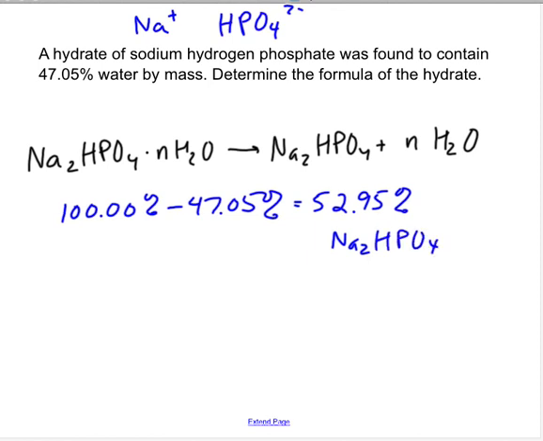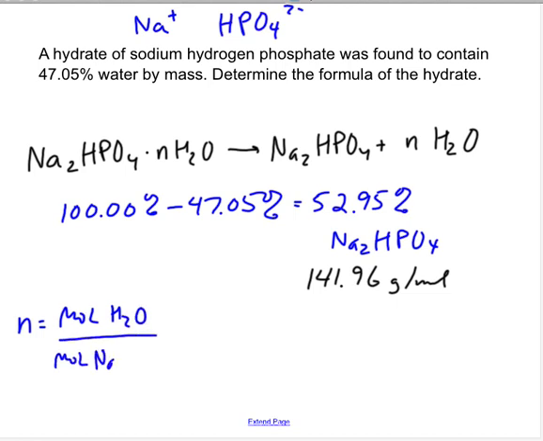Now I'm at the point where I was before, where I can simply assume that I have 100 grams, convert percentages into grams, and then simply divide by the molar mass. I will spare you the calculation of the molar masses, since I know you know how to do that. The molar mass of sodium hydrogen phosphate is 141.96 grams per mole. N then is simply moles of water over moles of sodium hydrogen phosphate. Let's just combine this in a single calculation.